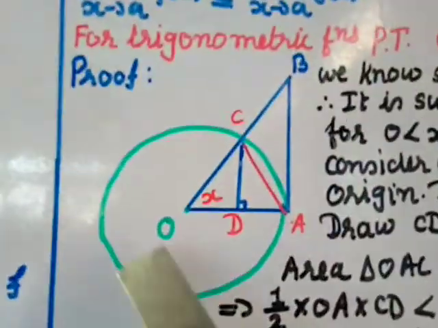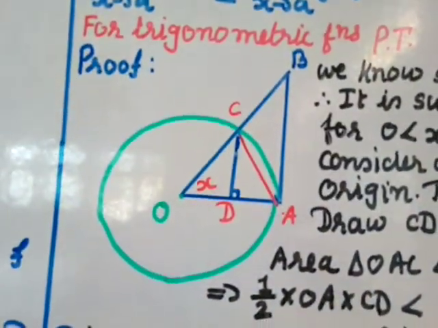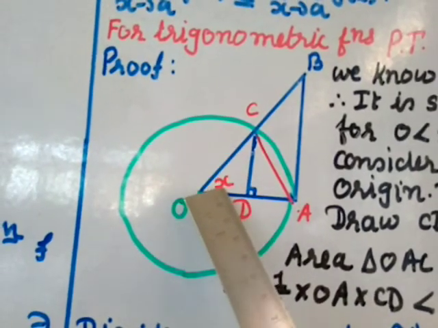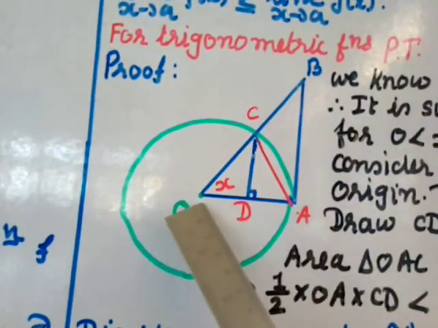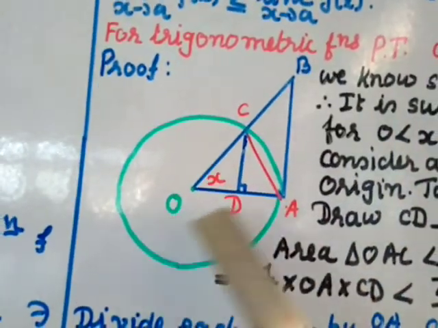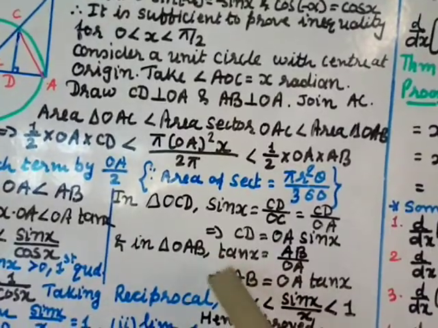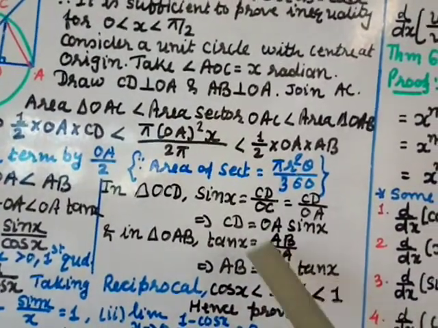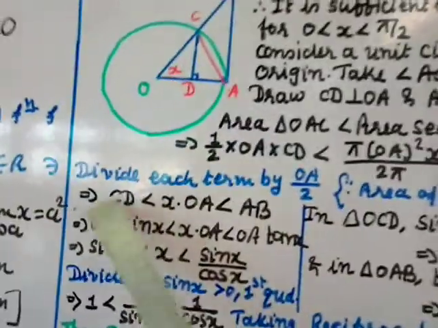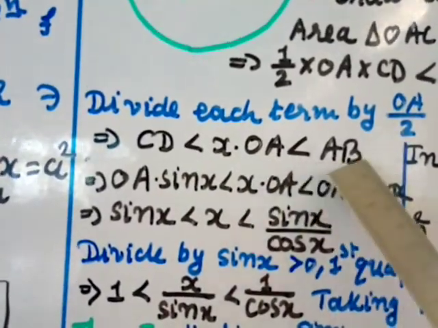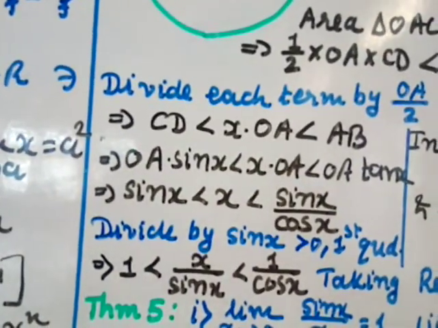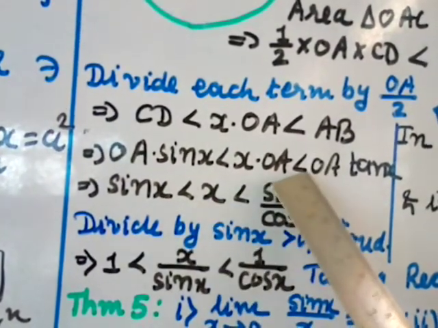Now in the bigger triangle OAB, apply tan x, this tan theta, tan x equal to opposite side divided by adjacent side, so AB divided by OA, so I can write here tan x equal to AB by OA. OA transfer over here, so you get AB equal to OA tan x. Now you have found CD and AB values, both put in this. So for CD you have OA sin x, so OA sin x less than x OA as it is, less than AB value, which is OA tan x. Now all have got OA, cut, you get here sin x less than tan x.